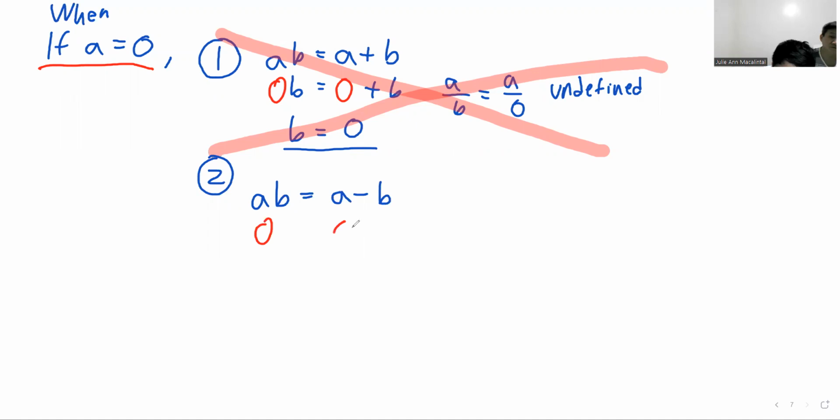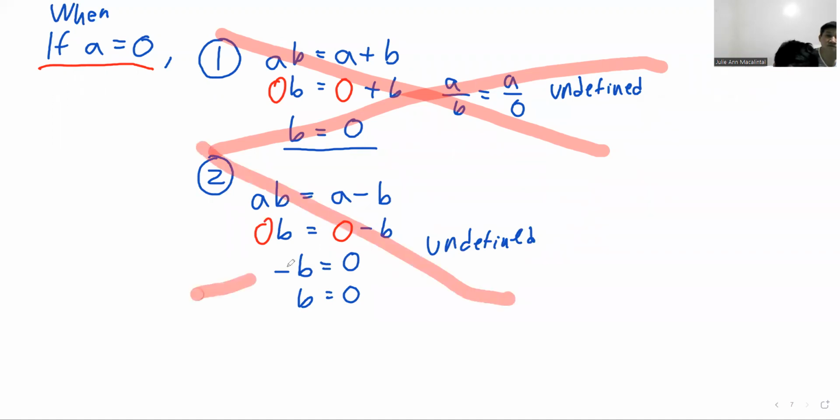0, 0, B equals minus B. Well, almost the same situation because we end up with negative B equals 0 and again B equals 0, which we already proved is undefined. Yes. So this is again an impossible case. So what does this mean?